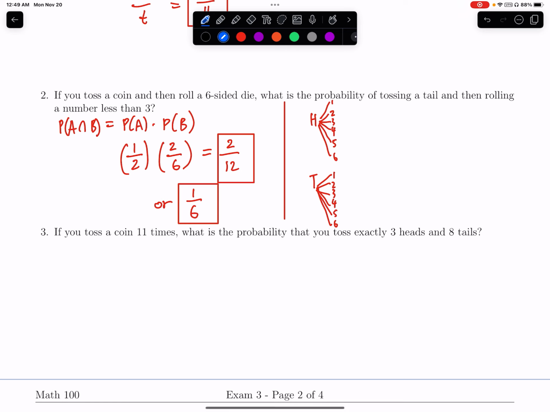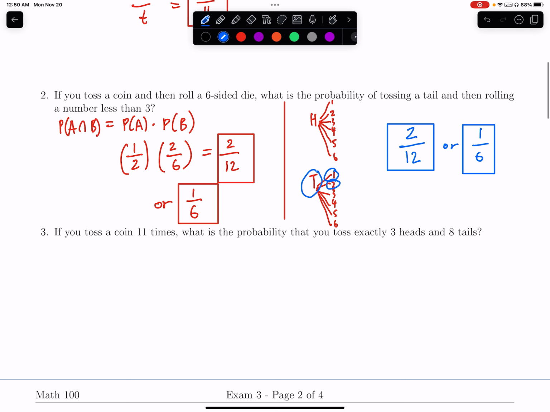So tossing a tail, right? And then rolling a 1 or rolling a 2. Those are the two outcomes where I toss the tail and roll something less than 3. So 2 of the total of 12 possible outcomes. So 2/12. And see how we got the same exact answer, yeah? Or if you reduce, 1/6.